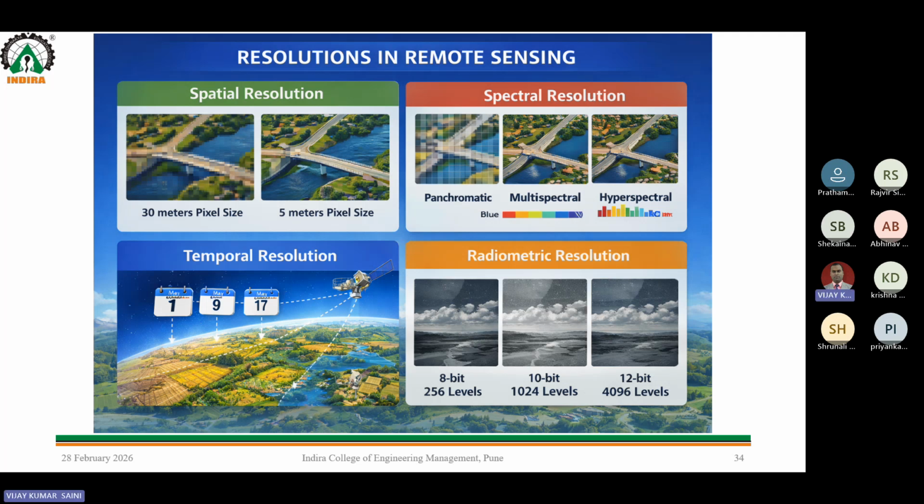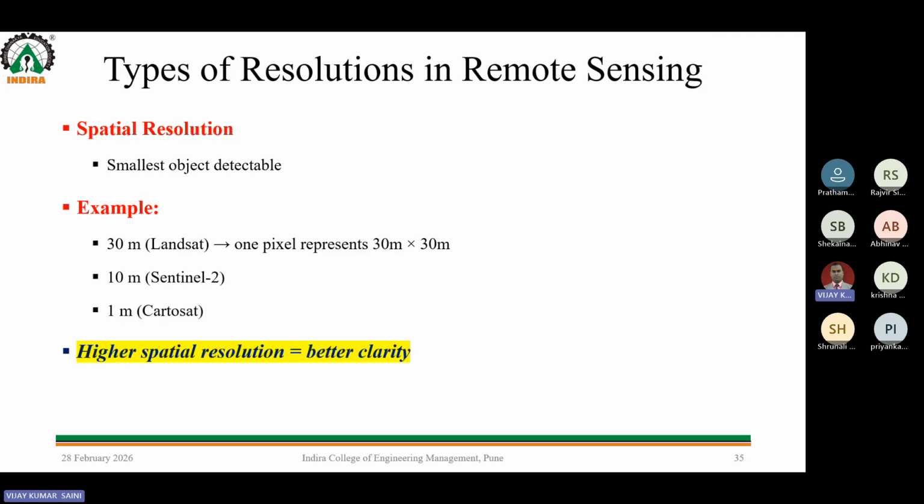Same way the temporal, and finally the radiometric resolution, like 8-bit, 10-bit and 12-bit. So talking about this in detail, basically I have given you the image idea. Now we are looking at the theoretical part of it. First we will go for the spatial resolution.